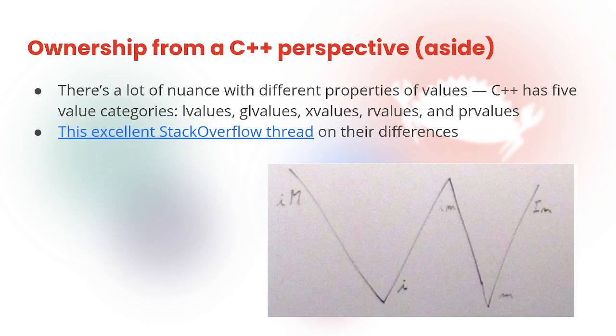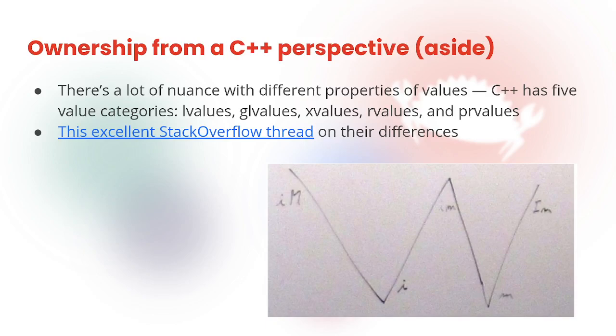And this excellent Stack Overflow thread discusses their differences, and I think it's really interesting. It's a really interesting thread that goes into a lot of the nuances here. And this picture over here is actually a diagram drawn by Stroustrup, the inventor of C++, on the properties of values, right? So according to Stroustrup, there are two orthogonal properties of values. Number 1 is whether it has identity, and that's represented by these i's here. And number 2 is whether you can move it, which is represented by these m's here.